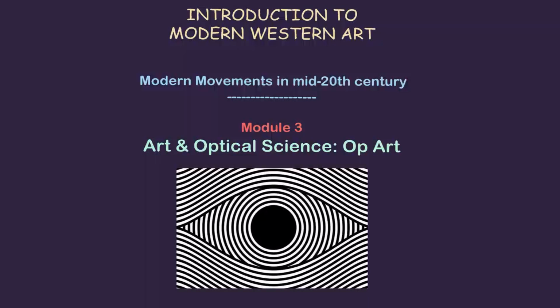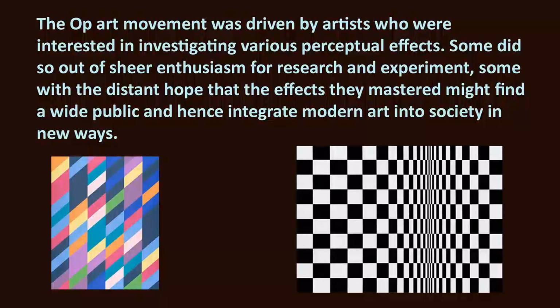In this lecture today, we will be looking at art and optical science with specific reference to a very different kind of art movement that took place around the 1950s and 60s in Europe and America called the Op Art movement. Now, Op Art as a movement was driven by artists who were interested in investigating various perceptual effects. And it is in this connection that they were looking at the recent developments in optical science and the science of perception.